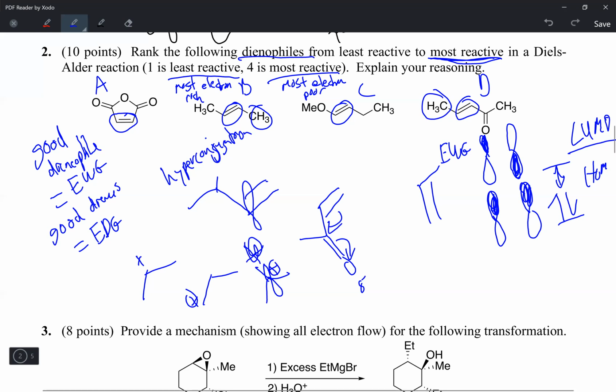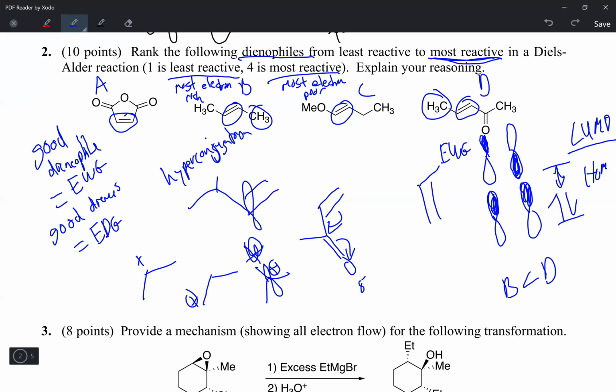So between B and D, which one would you expect to be more reactive? D, right? Because remember I said in this case, more reactive means it's more electron poor. So for now, on the side, you could put B is going to be less than D. Now let's look at the rest of the examples.